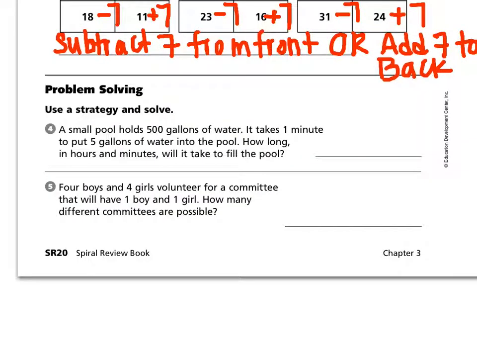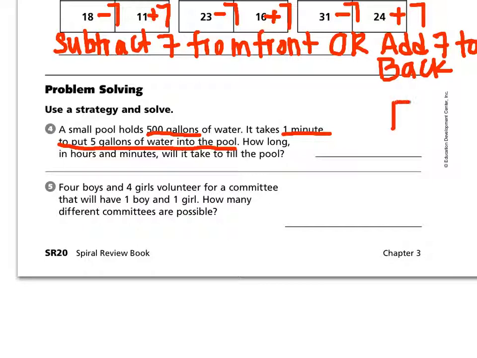Let's move on to the problem solving. We need to find a strategy in order to solve. Number 4 says a small pool holds 500 gallons of water. It takes 1 minute to put 5 gallons of water into the pool. How long in hours and minutes will it take to fill the pool? So looking at this problem, I noticed that the pool is 500 gallons and it takes 1 minute to put 5 gallons of water into the pool.